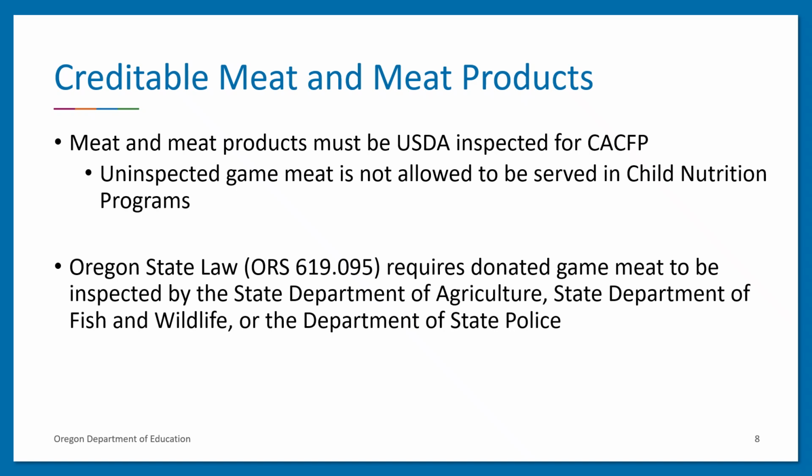For meat and meat products, all items that fall into this category must be USDA inspected for CACFP. Uninspected game meat is not allowed to be served in child nutrition programs. While the 2014 Farm Bill allowed the donation of traditional game meats to bypass state or USDA inspection, Oregon state law requires donated game meat to be inspected by the State Department of Agriculture, State Department of Fish and Wildlife, or the Department of State Police.